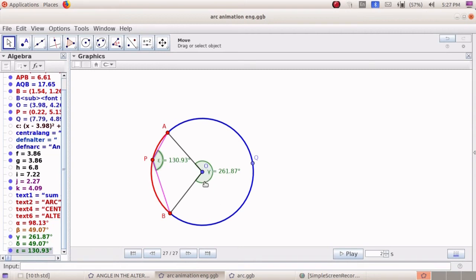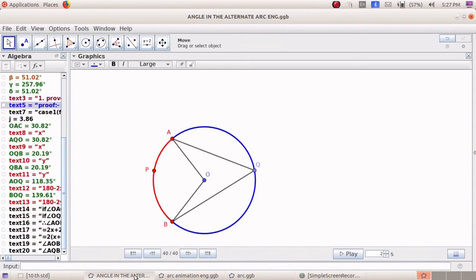Now irrespective of the size of the arc, whether it is smaller or larger, if their endpoints are joined to a point in the alternate arc, at that time the angle in the alternate arc is half of the central angle of the arc. That can be proved mathematically. See the figure. We will prove this as two cases. At first we will prove it for the smaller arc, then for the larger arc.